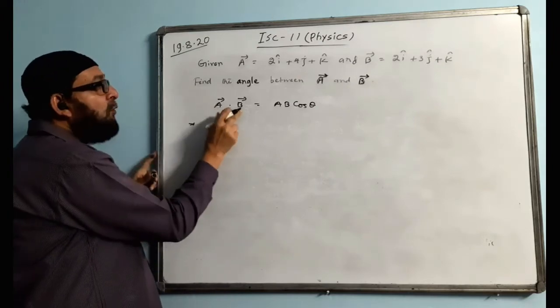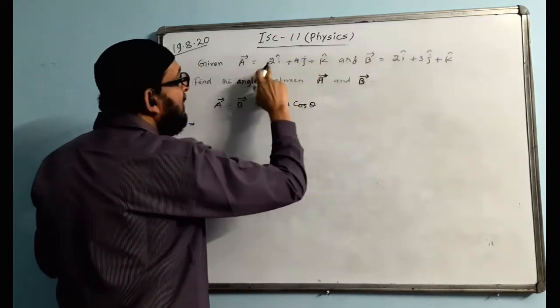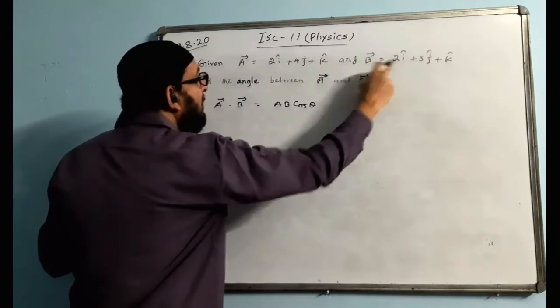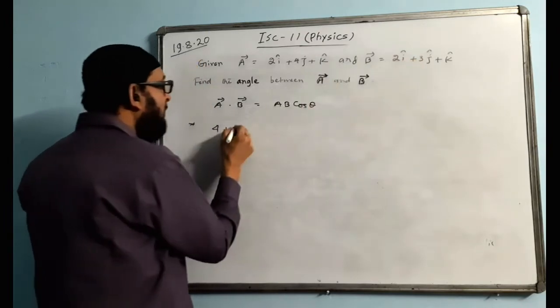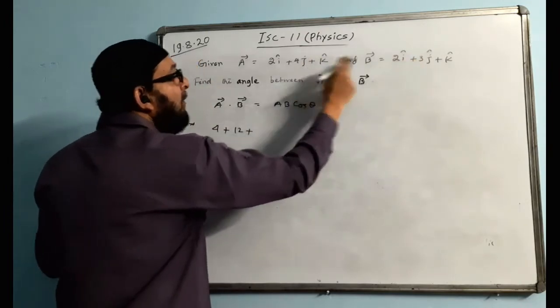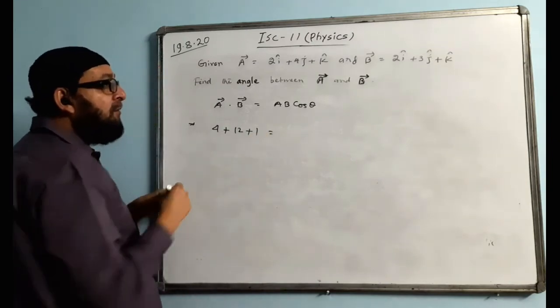Let us find A dot B. Like the previous case I had done, the same way we do now. 2 2s become 4, plus 4 3s become 12, plus 1 into 1 becomes 1, equal to |a||b| cos theta. We have to find the value of theta.